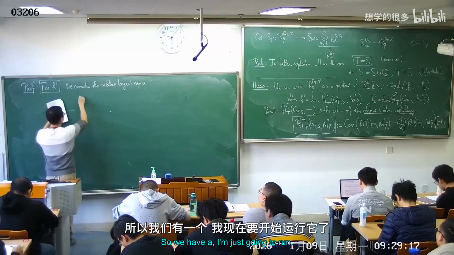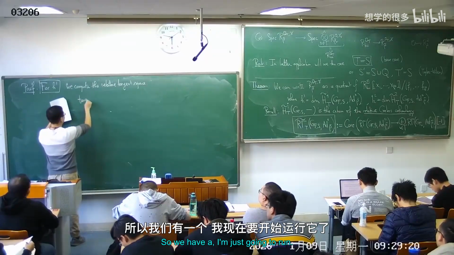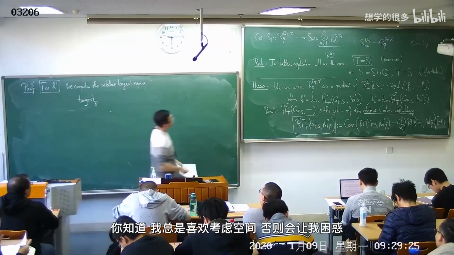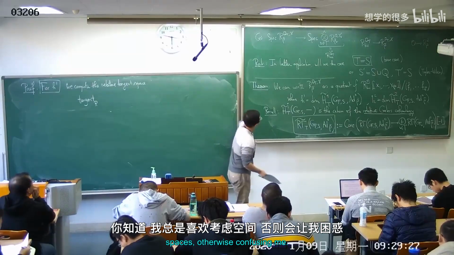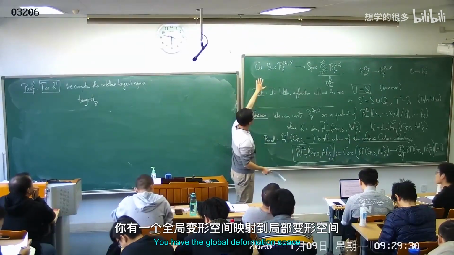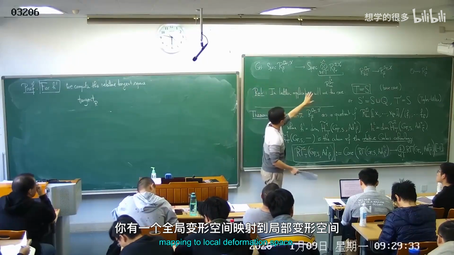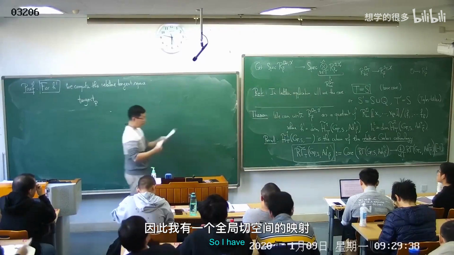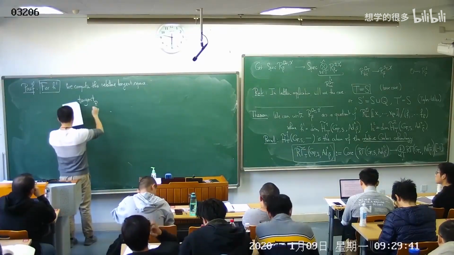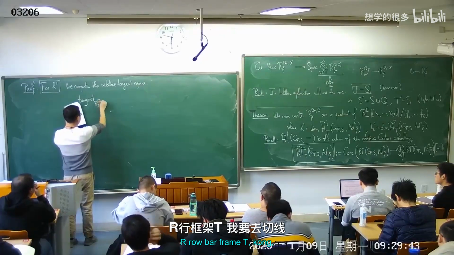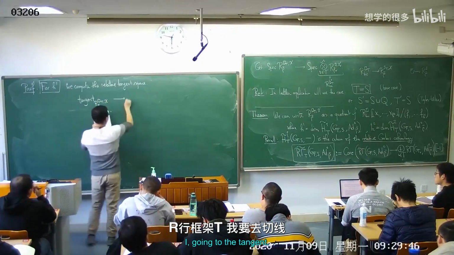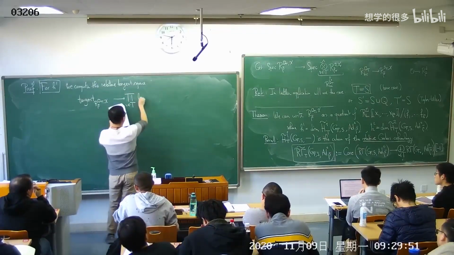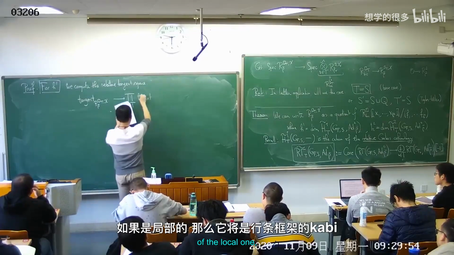I'm just going to write it once, so let me write it long first. I always like to think of spaces, otherwise it confuses me. You have the global deformation space mapping to the local deformation space. So the global tangent space will map to the local tangent space, right? So I have a map from the global tangent space, R rho bar frame T chi, going to the product of all the tangent spaces of the local ones.